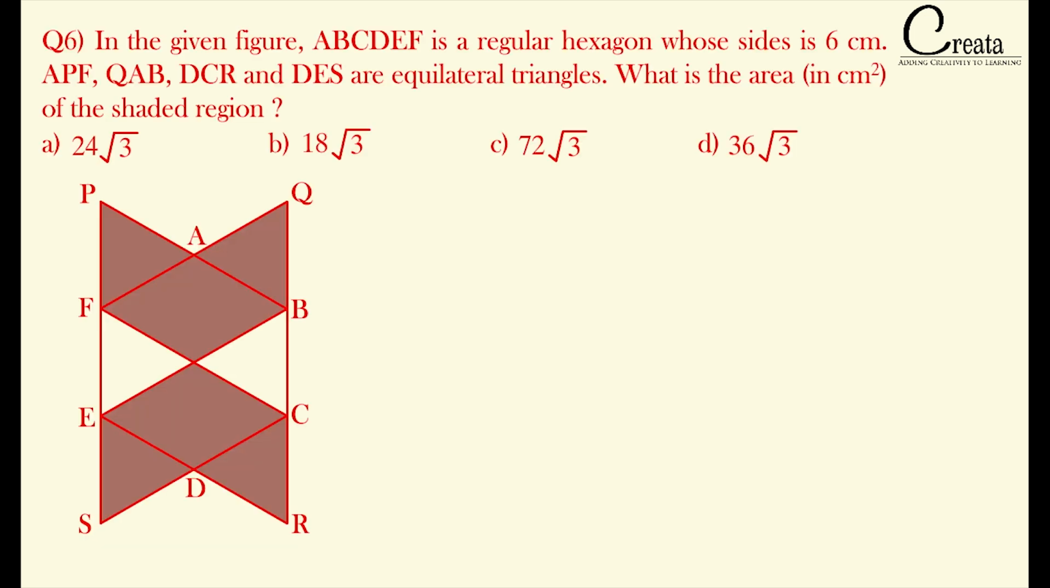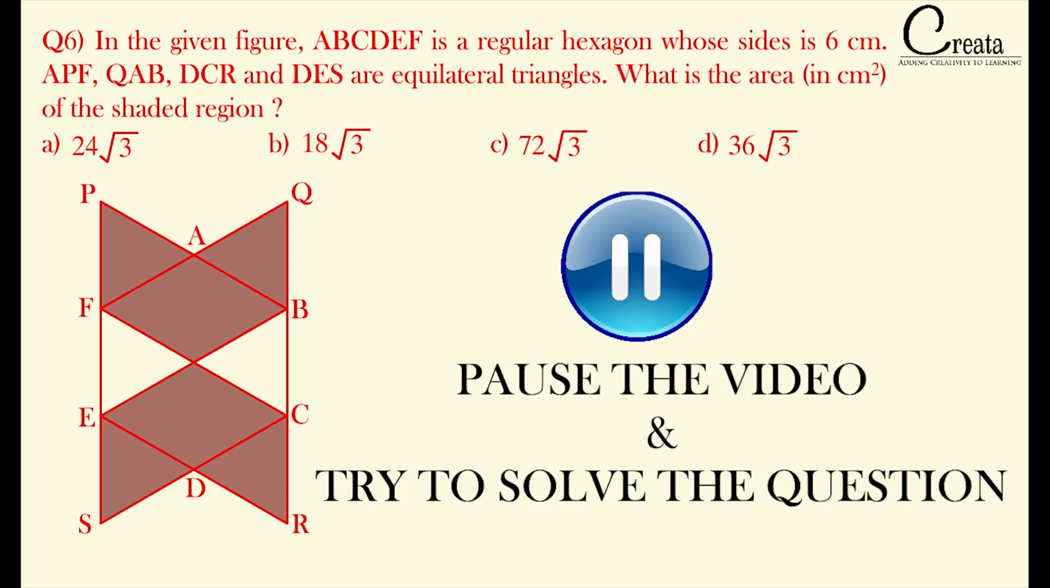So based on the same fundamental, we will take one more question. The question is, in the given figure, ABCDEF is a regular hexagon whose side is 6 cm. APF, QAB, DCR and DES are the equilateral triangles. What is the area of the shaded region? Four choices are given.